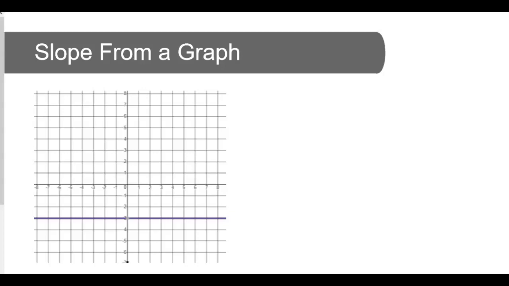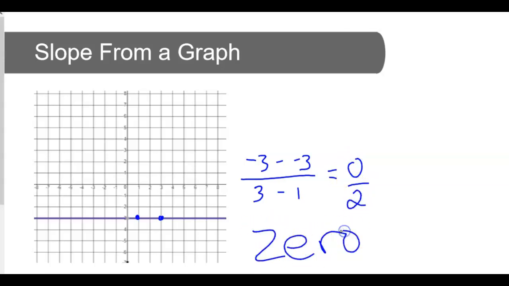What about the slope of this line? You see it here on negative 3. What would the slope of this be? If you said 0, you'd be correct, because if you take any 2 points here, and I subtract the y-coordinates, negative 3 minus negative 3 over the x-coordinates, 3 minus 1, notice I get 0 over 2. The slope of this line is 0.